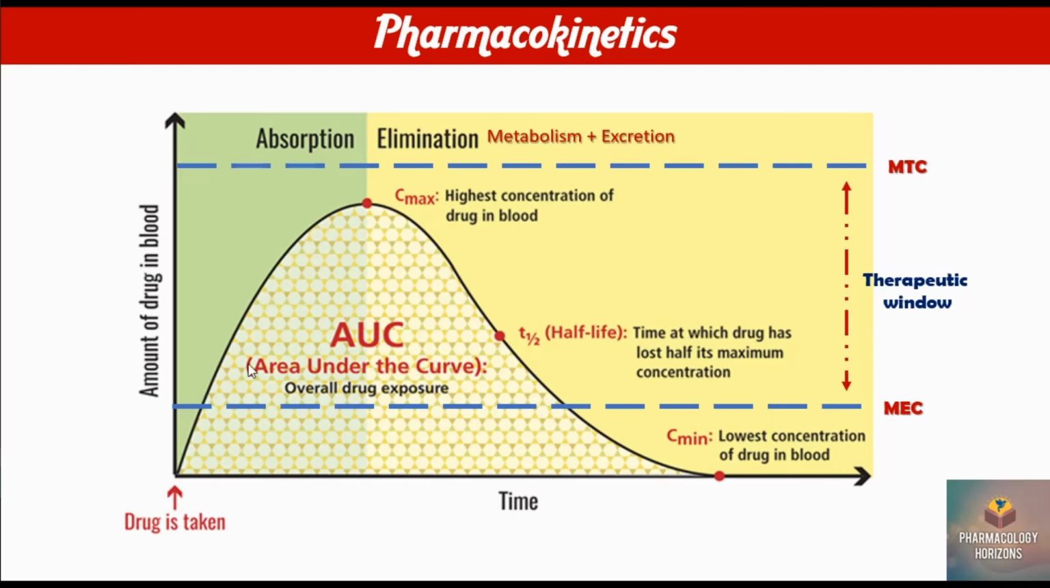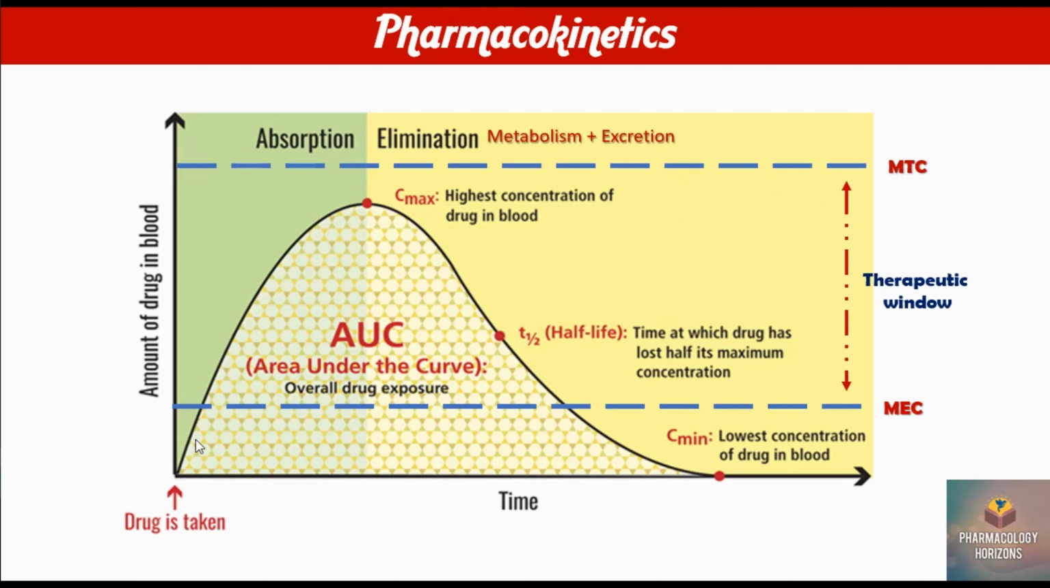So, okay. Another term you will see here is AUC. AUC is the area under the curve. Area under the curve refers to the total amount of the drug exposed to the body. You will also see another blue line above here with the word MTC. MTC is the minimum toxic concentration, which is the concentration at which the toxic effect of the drug starts to appear.